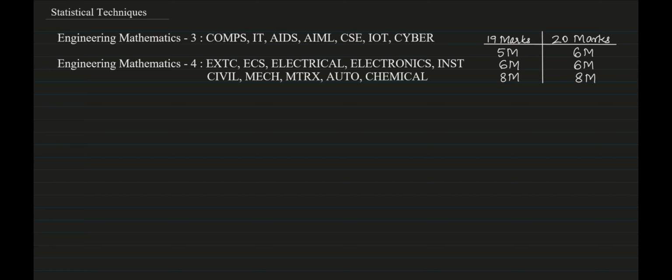This is the first part of the discussion of formulae and concepts, which will be followed by one more part. In this, we'll discuss what is mean, variance, standard deviation, covariance, and correlation. So let's begin now.